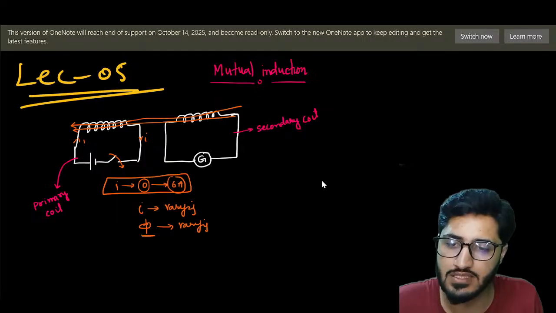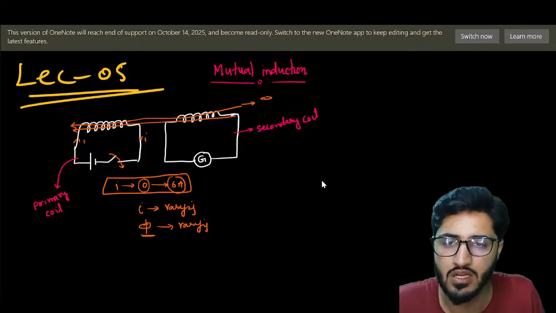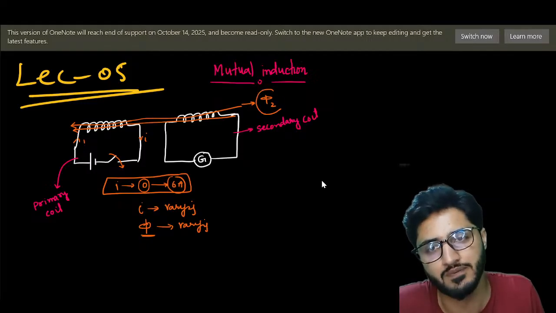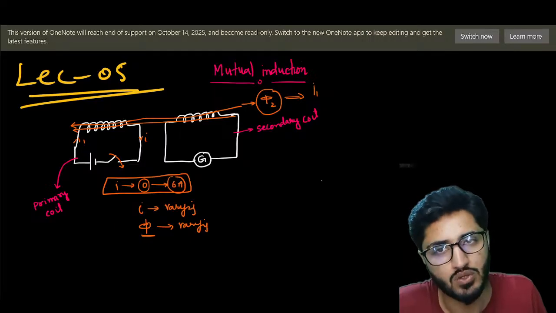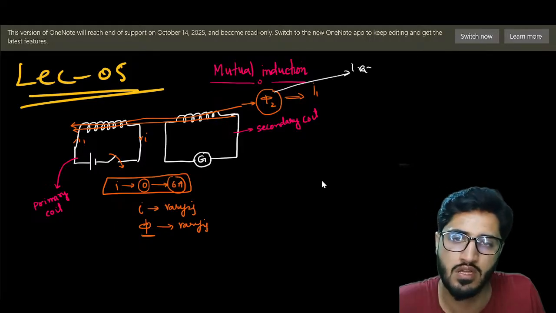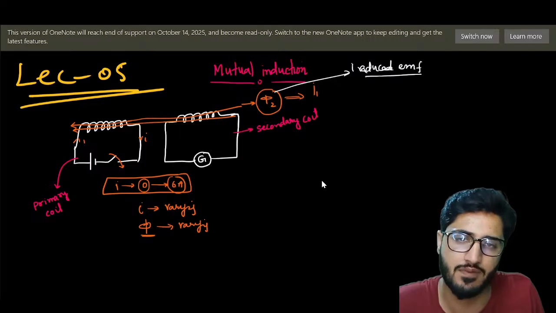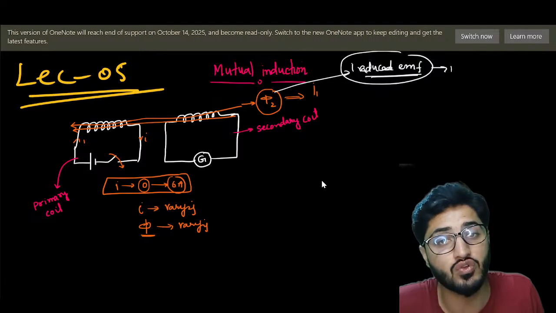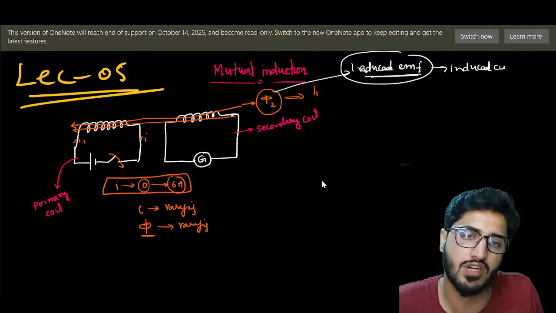If this flux is varying, the flux in the second coil is varying too, due to the current change in the first one. Due to this flux change, an induced EMF is present, and due to this induced EMF, we get induced current in my secondary coil.